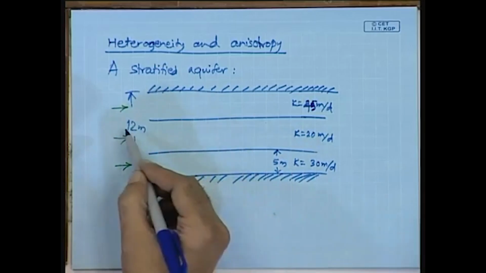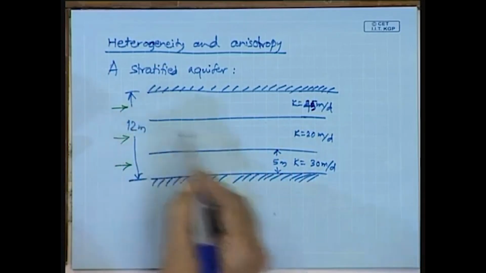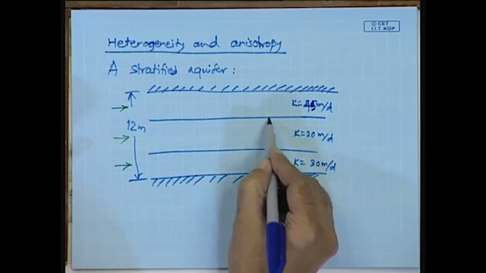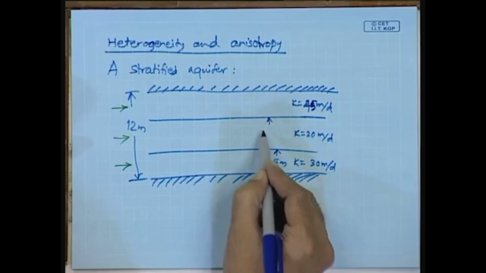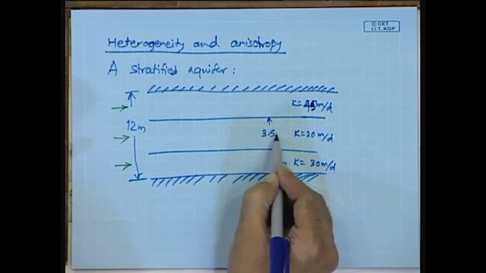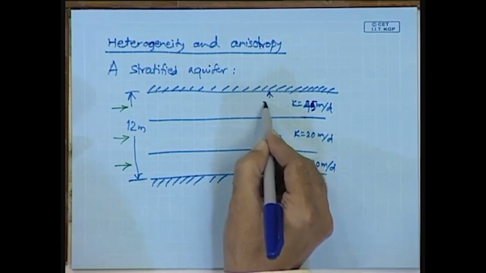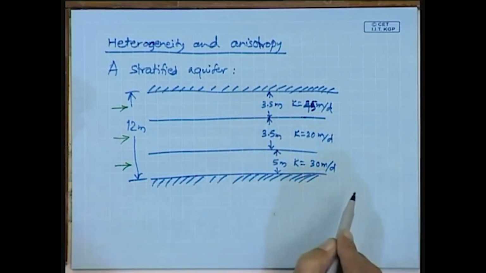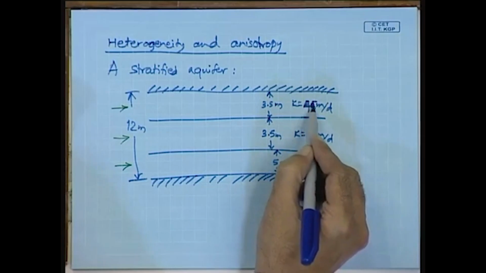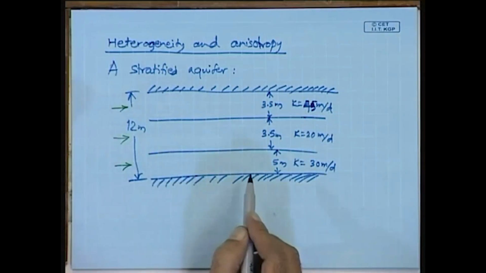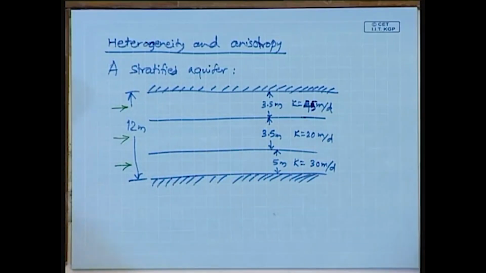So, obviously, if we deduct the 5 meter thickness of the bottom layer from the total thickness of 12 meters, we are left with 7 meters, and that 7 meters is equally distributed between the top layer and the middle layer. So, that is 3.5 meters for the middle layer, and so is the thickness of the top layer, 3.5 meters. The flow is along the stratifications, and for this let us find out the equivalent permeability as well as the transmissivity.